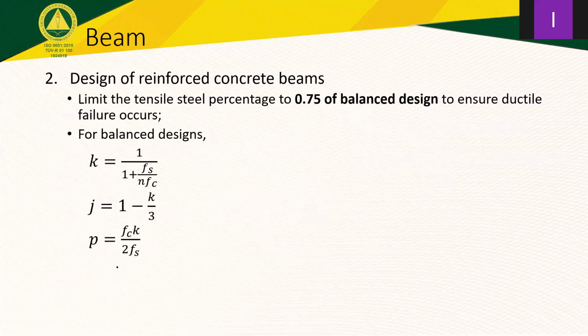All right. So we were talking about the balanced design, and to arrive at a good number for an under-designed beam, we can limit that to 0.75. This is to ensure that we are very far from an over-designed beam. And we have here the values of k, j, and p for balanced design. These are the guiding numbers in the computation of the allowable forces of the final beam design.